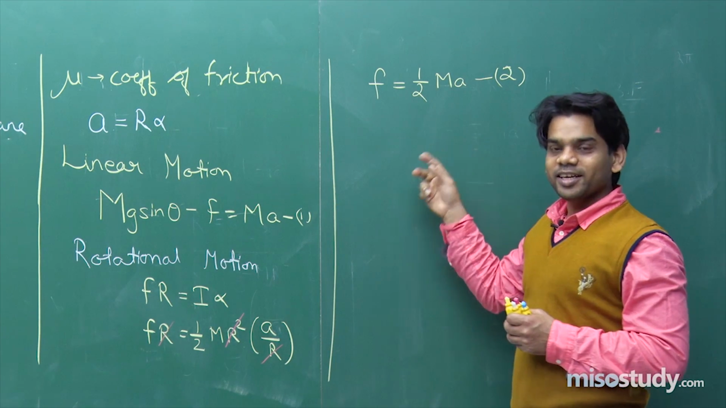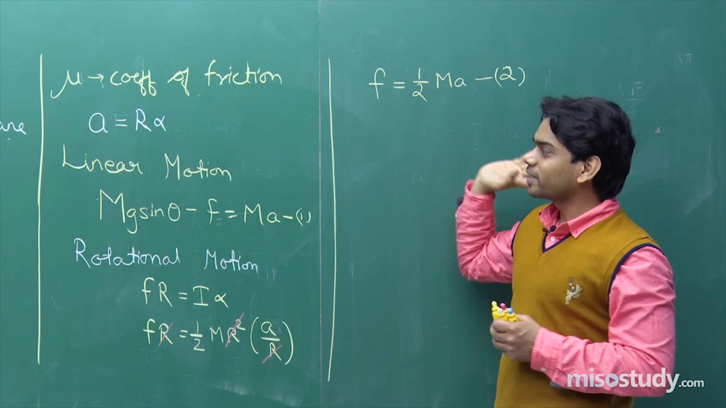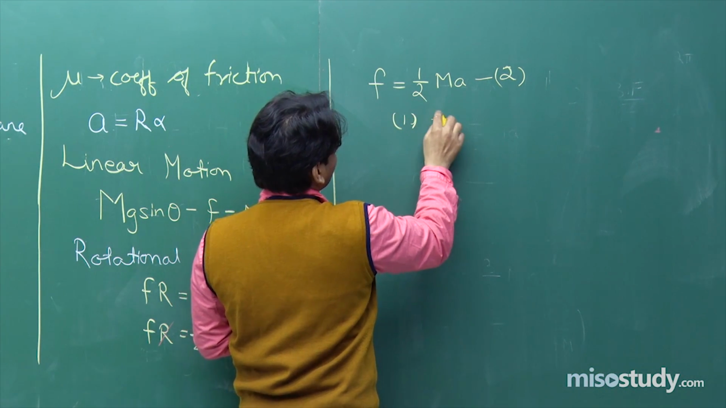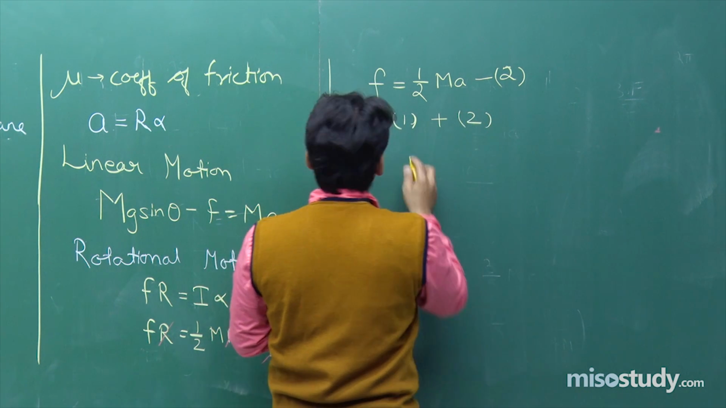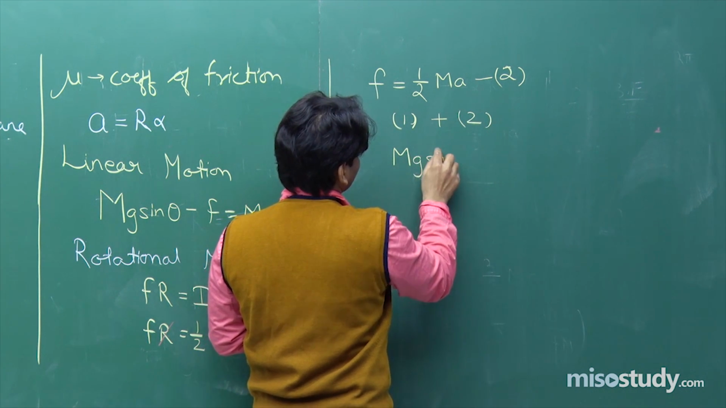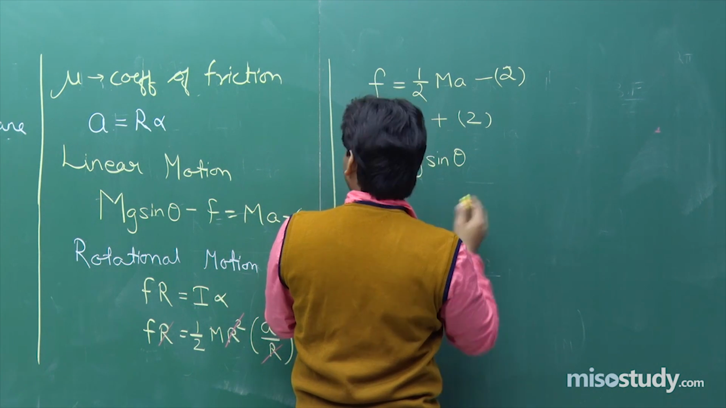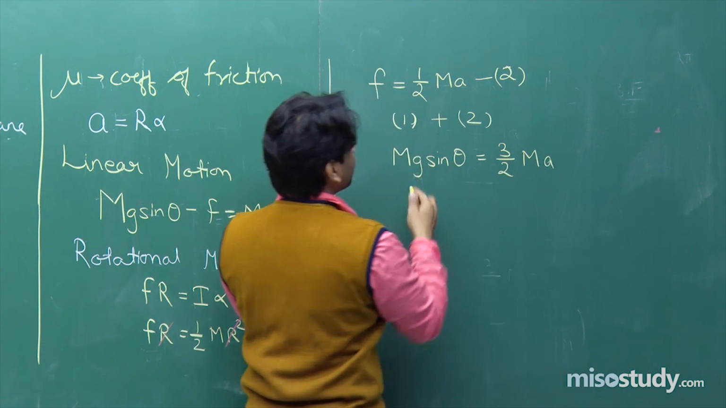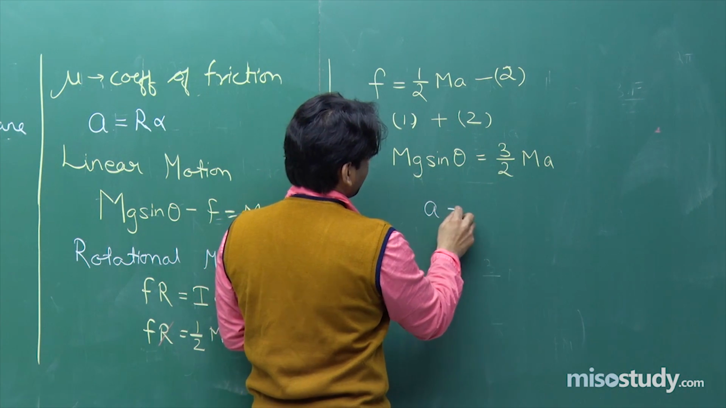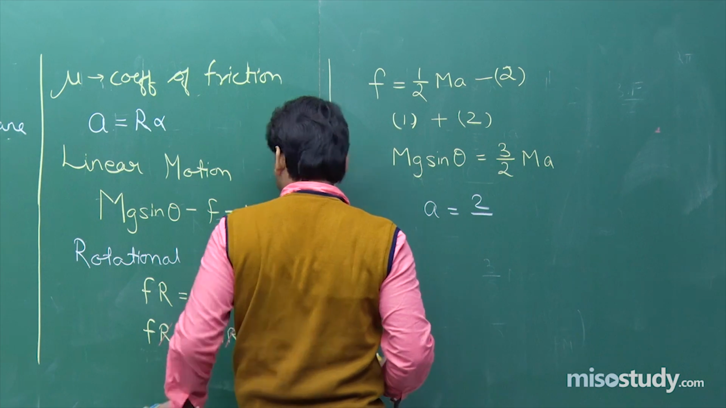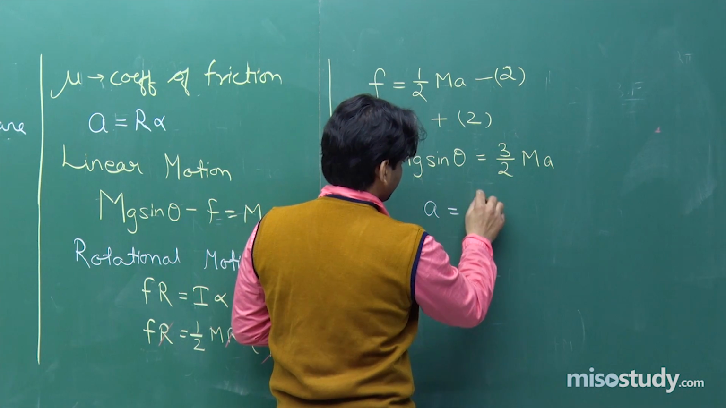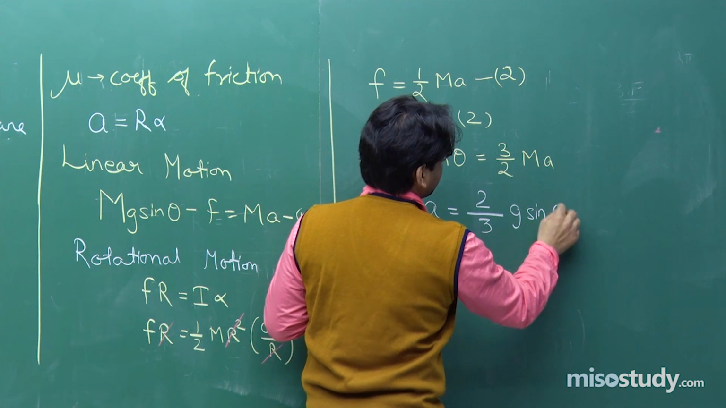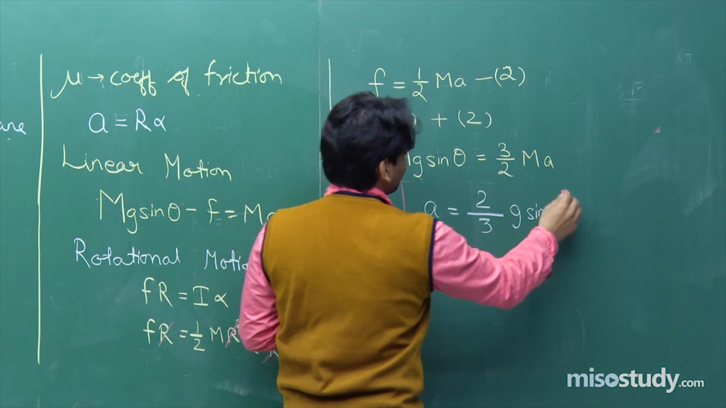We can add equation number 1 and 2 so that small f will be cancelled out and you can find out the value of a. So adding equation number 1 and 2, we will be getting mg sin theta minus f plus f will be cancelled out is equal to ma plus half ma, that will be giving us 3 by 2 ma. m will be cancelled out, a will come out to be 2 by 3 g sin theta. Obtain the value of acceleration.